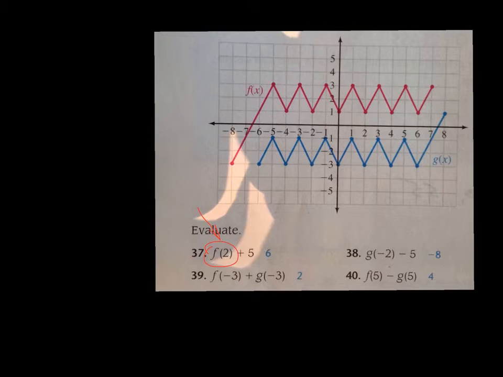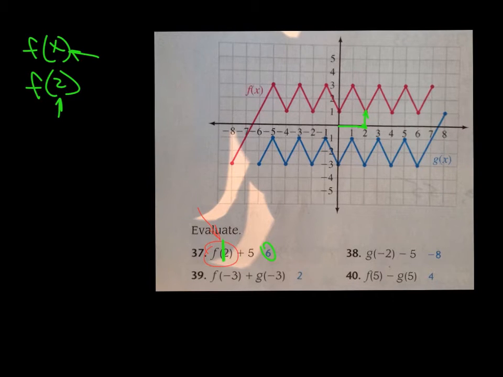Alright, so let's make my pen bigger, and let's use green. So if I go over here 2, what is my y value to get to that point? My y value is the number 1. So f of 2, this is actually f of x, when my x is 2, which they gave me right there, my y value is 1. So 1 plus 5 is my 6 there.